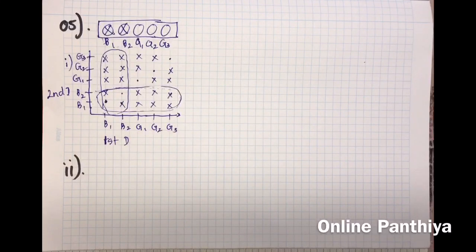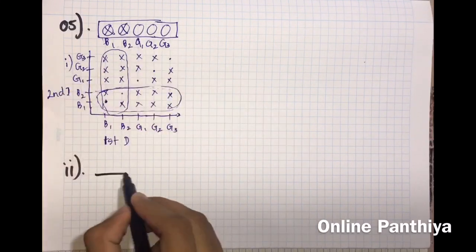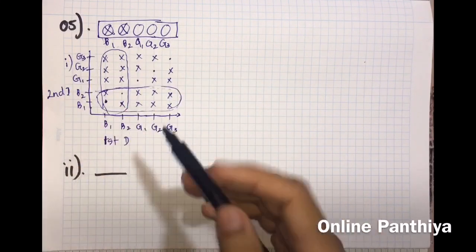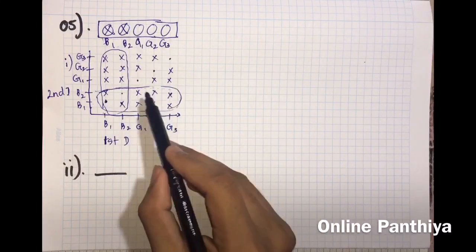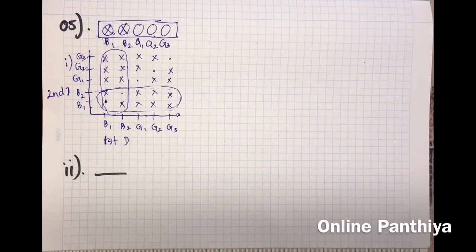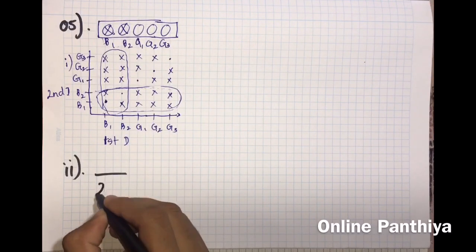So what is the probability? Total number of events: how many events are there altogether? Let us count. You have 1, 2, 3, 4, 5, 6, 7, 8, 9, 10, and 10. How much? Yes, altogether you get 20. Total is 20.